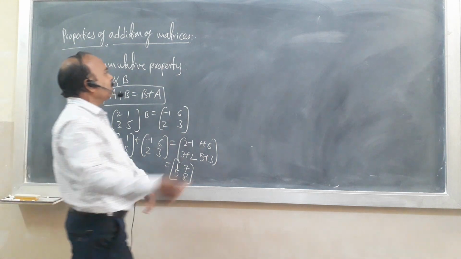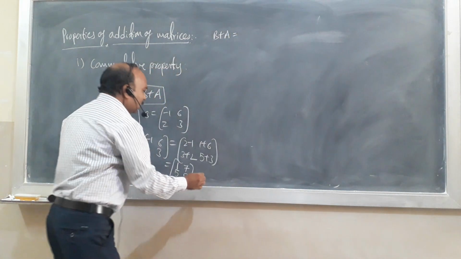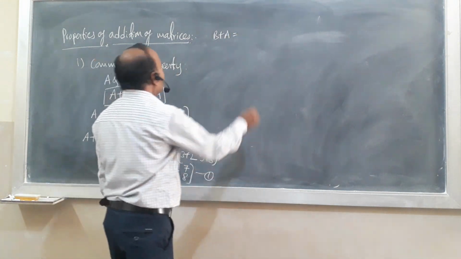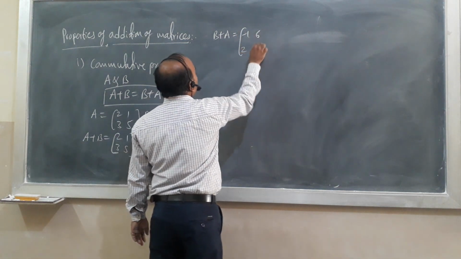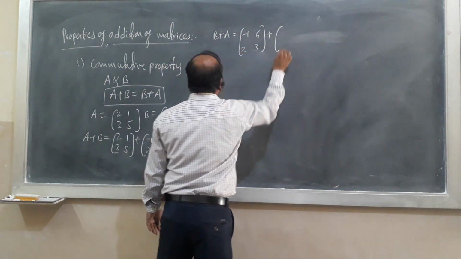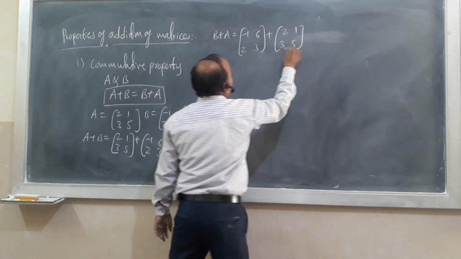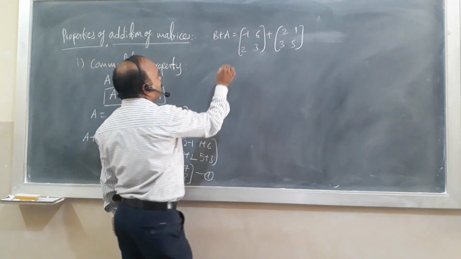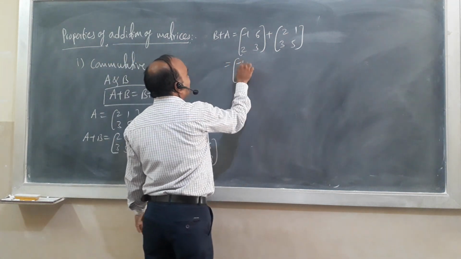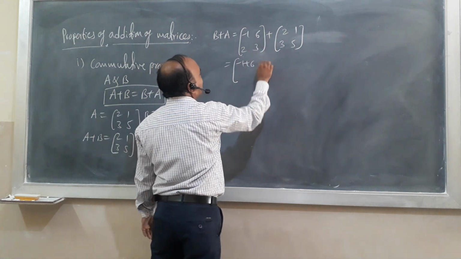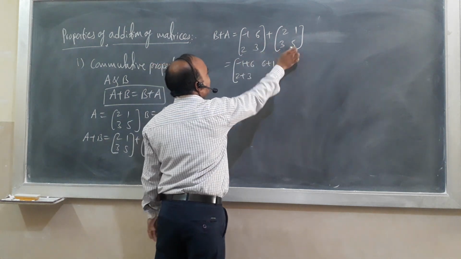Similarly, consider B plus A, call this as 1. B is added with A. It is minus 1 6 2 3 plus matrix A, which is 2 1 3 5. Now if you add these two according to addition of two matrices, you get minus 1 plus 2, 6 plus 1, 2 plus 3 and 3 plus 5.